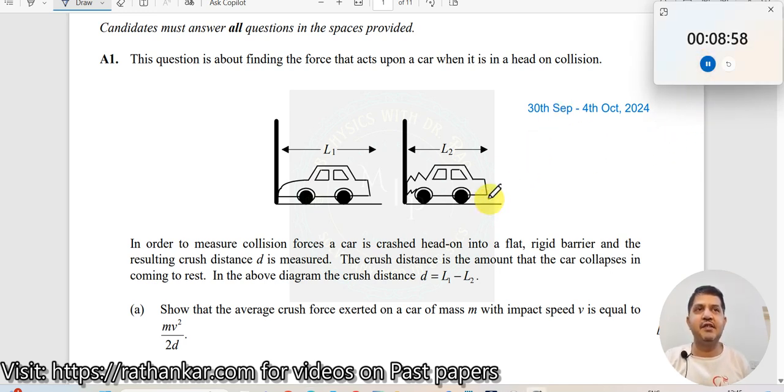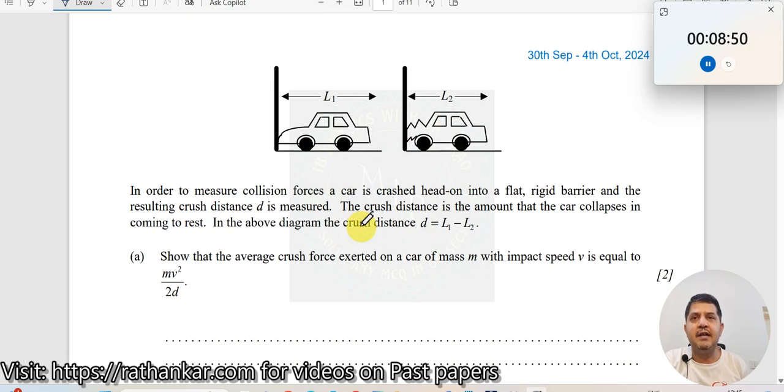The first question is about finding the force that acts upon a car in a head-on collision. A car comes and hits a wall. In order to measure the collision forces, a car is crashed head-on into a flat rigid barrier and the resulting crash distance d is measured. So the moment it hits, what is the resulting distance? The crash distance is the amount the car collapses in coming to rest. In the above diagram, the crash distance is d equal to L1 minus L2.